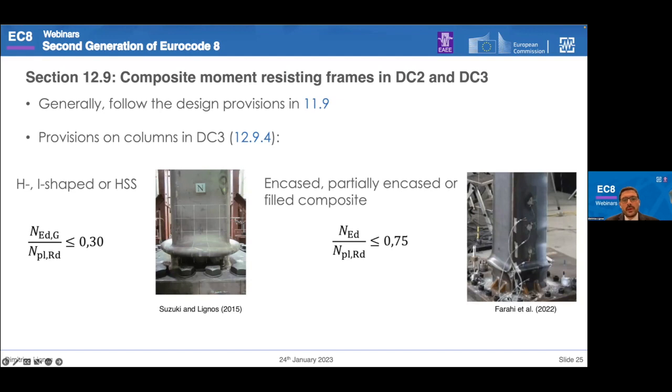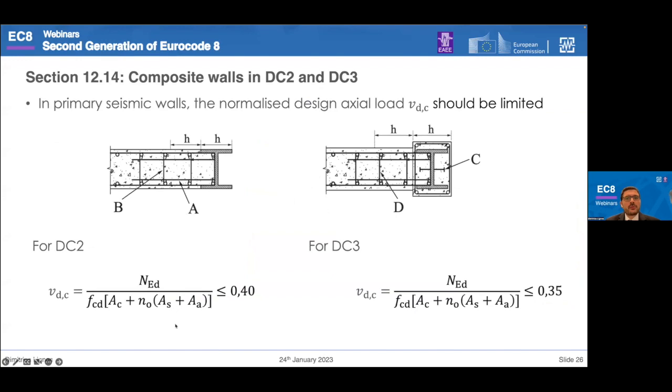And here, what's important is, again, to limit the axial load to excessive values so that fracture localized in the corners of these members, followed by concrete crushing inside these tubes, can be prevented. Along the same lines, when it comes to composite walls in DC2 and DC3, the normalized design axial load should be limited to 40 and 35% of the composite axial resistance of the wall for DC2 and DC3 respectively. And here, N0 essentially is the ratio between the steel and the concrete portion in the actual cross-section of the seismic wall. And here you see a snapshot of the new sketches that are actually provided in the code.